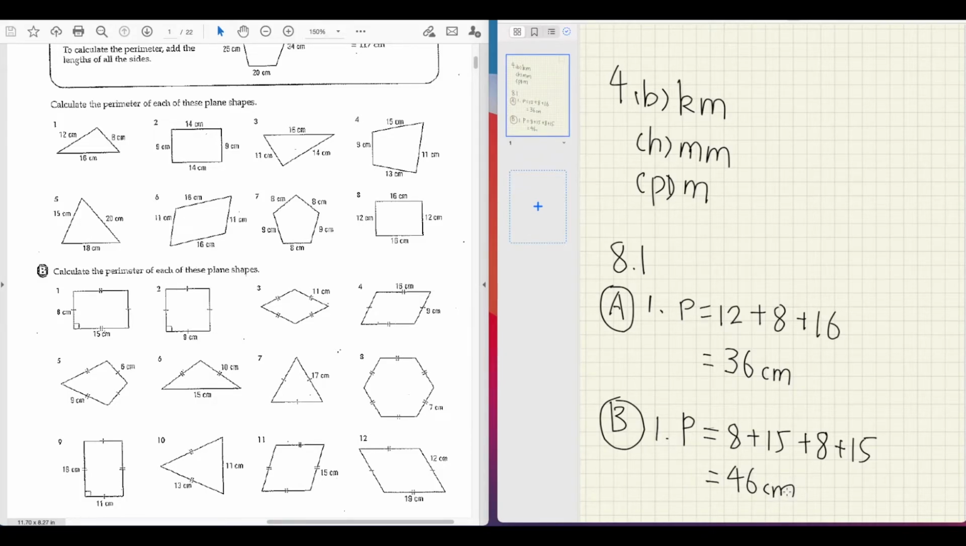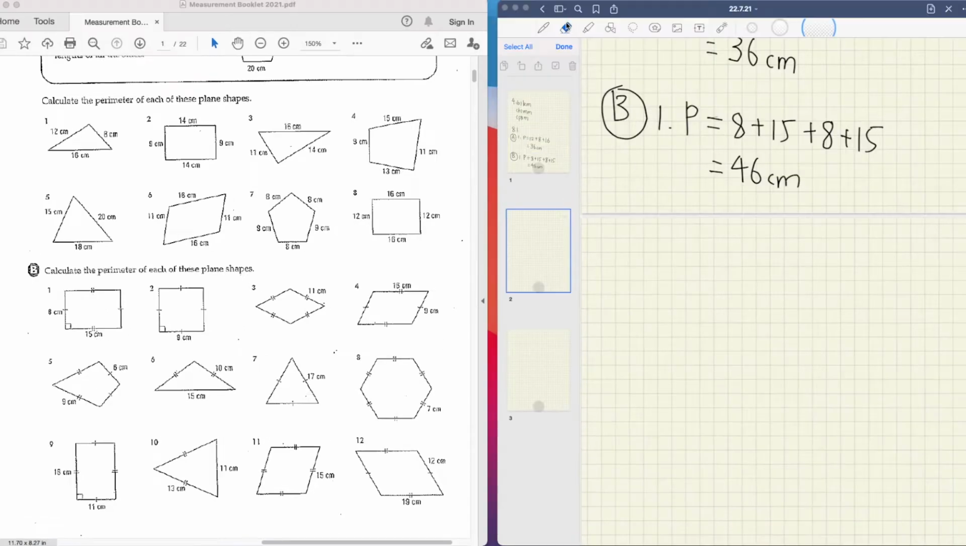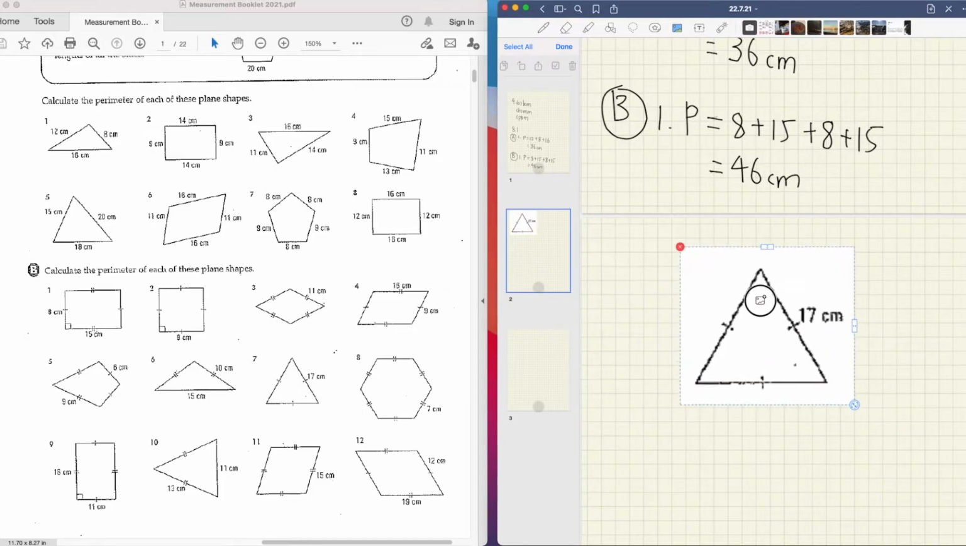Okay. So just remember, the sides with the same number of vertical lines are equal in length. Now, let's do a different example. So let's take a look at question 7. I'm just going to cut this, drag it here. Bam. There we go.